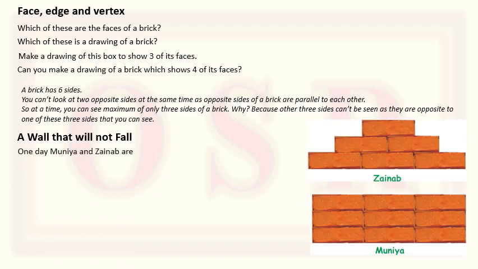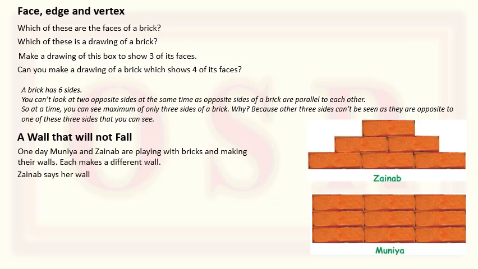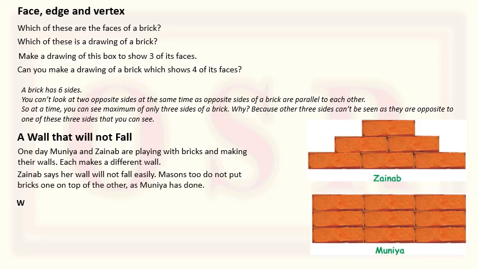A wall that will not fall. One day, Munia and Zainab are playing with bricks and making their walls. Each makes a different wall. Zainab says her wall will not fall easily. Masons do not put bricks one on top of the other as Munia has done. What do you think? Which wall will be stronger?